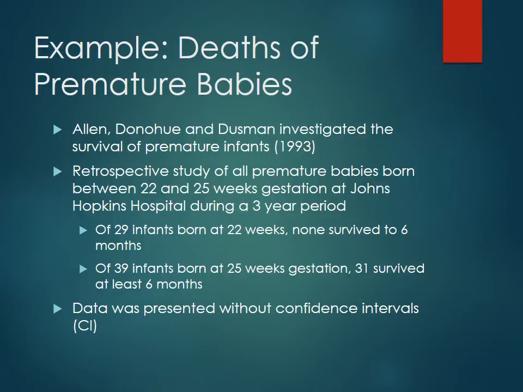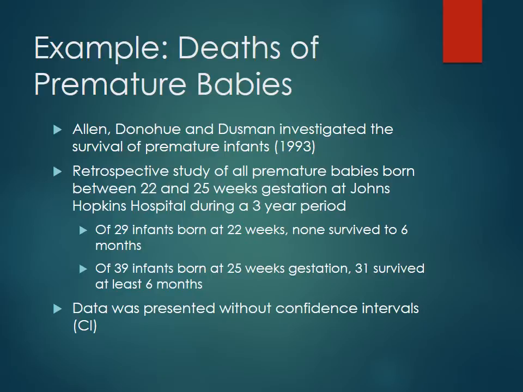And so what they found was, when they looked at the mortality rates of the 29 infants who were born at 22 weeks, which again is pretty premature, none survived to 6 months, okay? And then looking at the ones that were born at 25 weeks, which is still pretty early, out of the 39 there, 31 survived to at least 6 months, right?